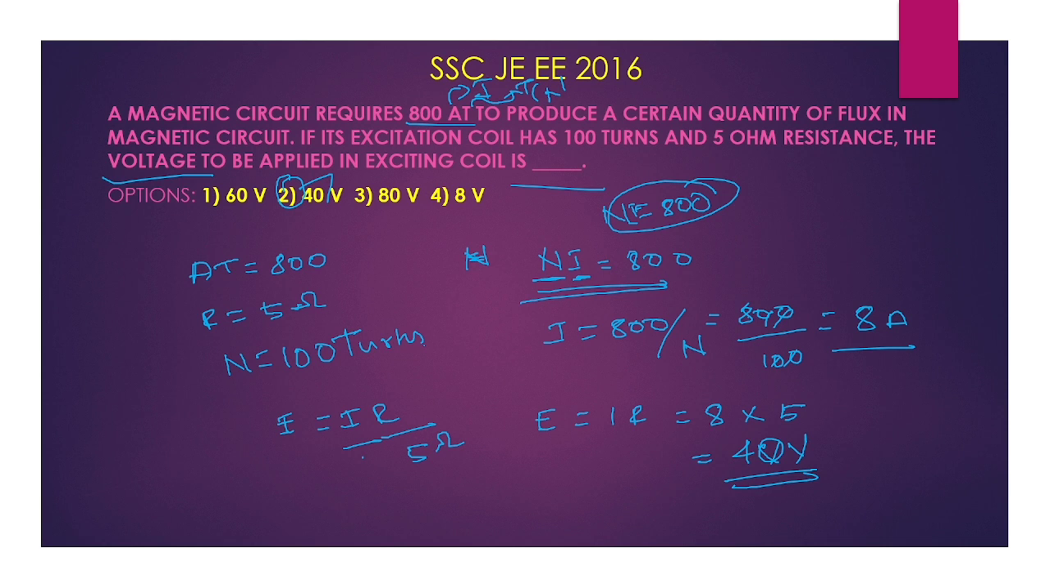Here we know the value of R is 5 ohm, so we need to find the value of I, the current. From the given question, Ni is equal to 800. So I is equal to 800 by N, and we know N is 100 turns. If we substitute the values, we find the current is 8 amps. So finally we got the value of current. Now we just need to substitute the values in the actual formula, E is equal to IR. So I is 8 and R is 5. If you multiply both, we get the answer as 40 volt. So option 2 is the correct answer.